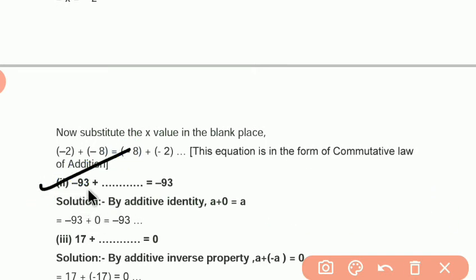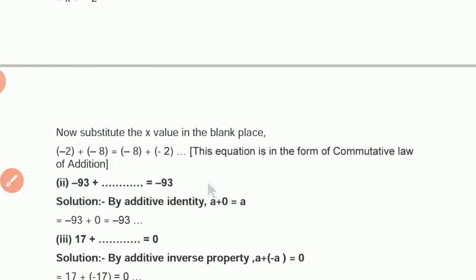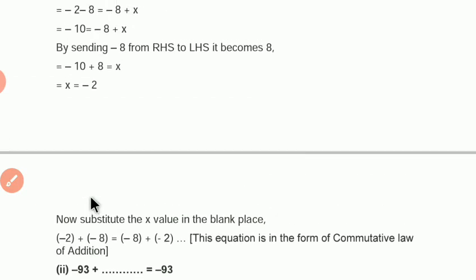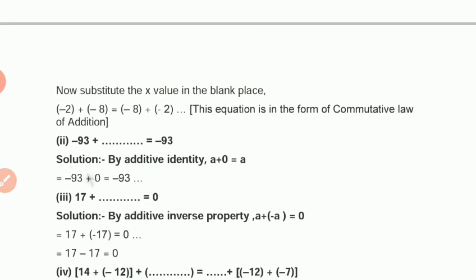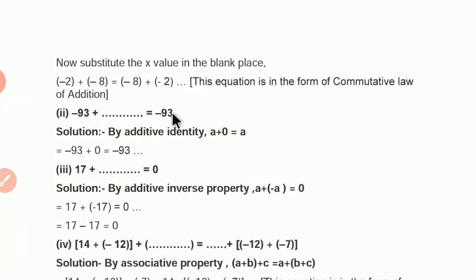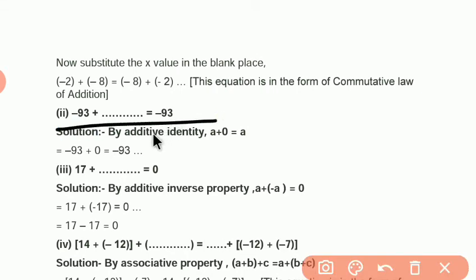Now the second one: -93 + blank is equal to -93. You can think about which number should be added to -93 so that we will get the same integer, the same number. Only one number works, which is 0. If we add -93 to 0, then we will get the same number, -93.